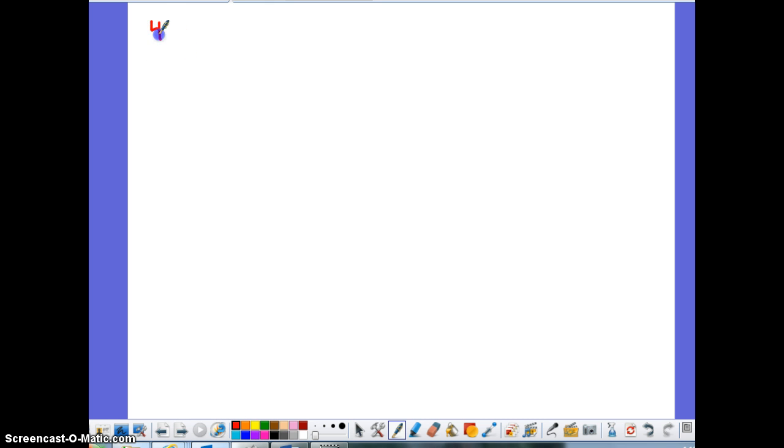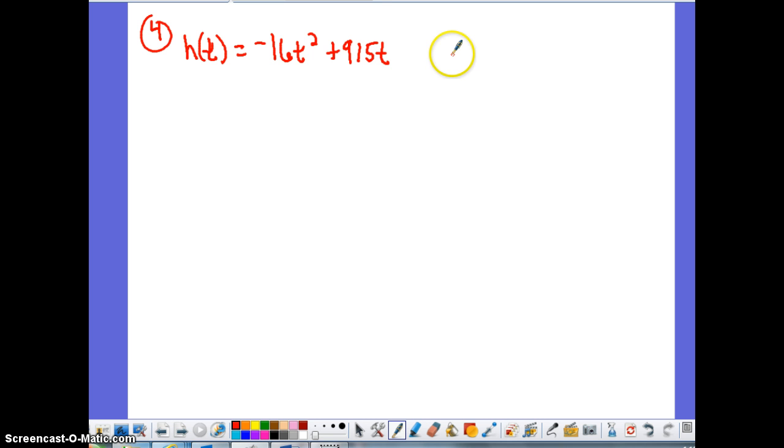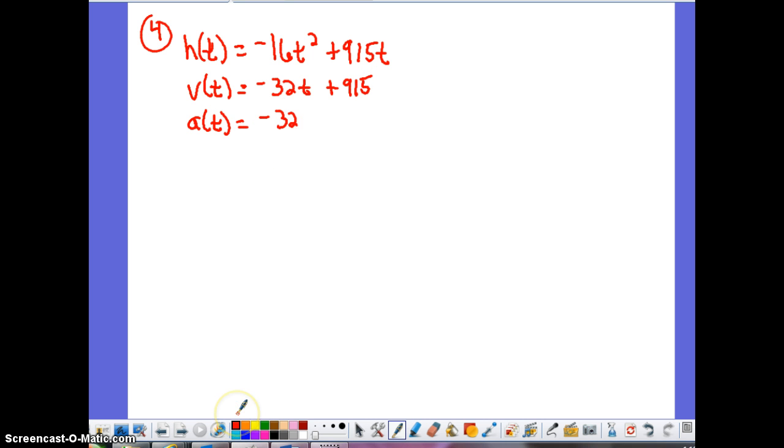Next problem, number 4. Number 4 says a rocket is shot vertically from the ground with initial velocity of 915 feet per second. So first, my position function, h of t is negative 16t squared, plus 915t, since it was shot upward, and then technically plus 0. It's a plus 0 there because the initial position was from the ground, which is again 0. Velocity, negative 32t plus 915, and then acceleration here is going to be just negative 32, as it always is. So there are the 3 equations there.